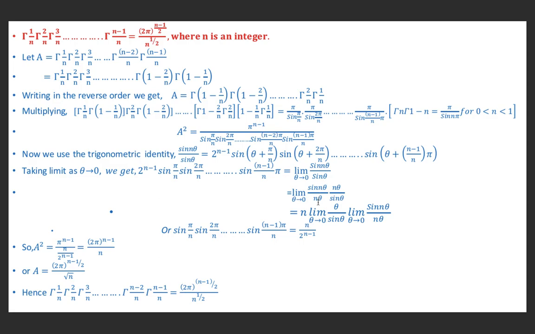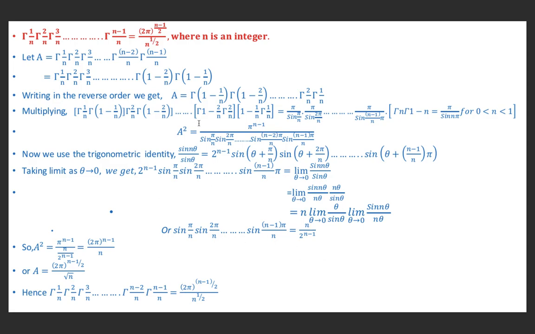So it is sin(nθ)/(nθ), and similarly θ upon sin θ is also 1. So we are left with n only. So n times the limit of θ/sin θ and the limit of sin(nθ)/(nθ). These are 1, so we are left only with n. So sin(π/n) sin(2π/n) ... sin((n − 1)π/n), and this side we have 2 raised to n − 1. If we shift to the right hand side, so n upon 2 raised to n − 1.